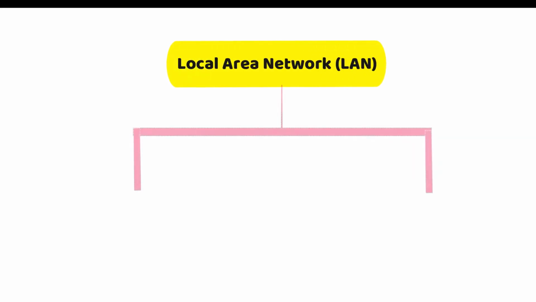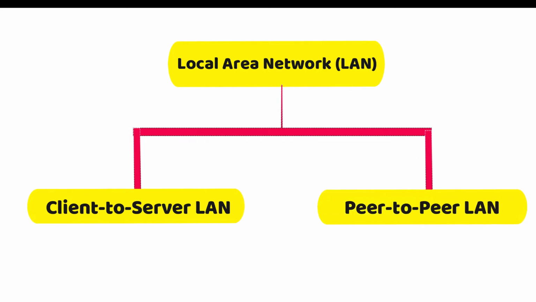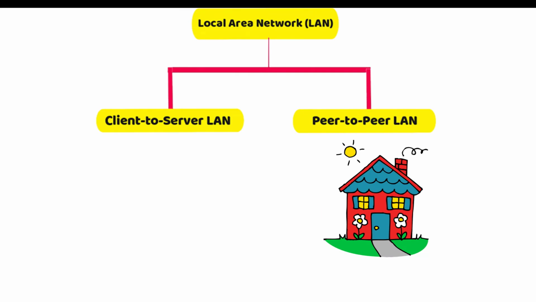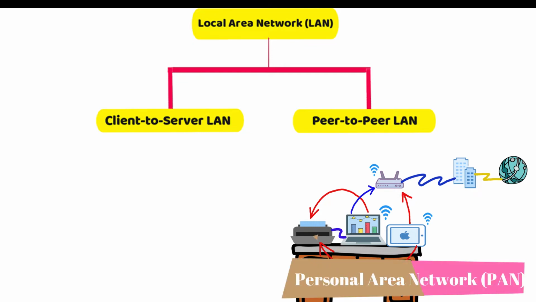Well, the local area network is divided into two categories. The first is client to server local area network, and another is peer to peer local area network. So what we use in our houses is basically a peer to peer LAN. So why is it peer to peer? It's because when we transfer data from one device to another device, it is basically a direct transfer from one to the other, and that is the reason it is peer to peer, and it is still part of the local area network. But for our better understanding, we give it the name personal area network.